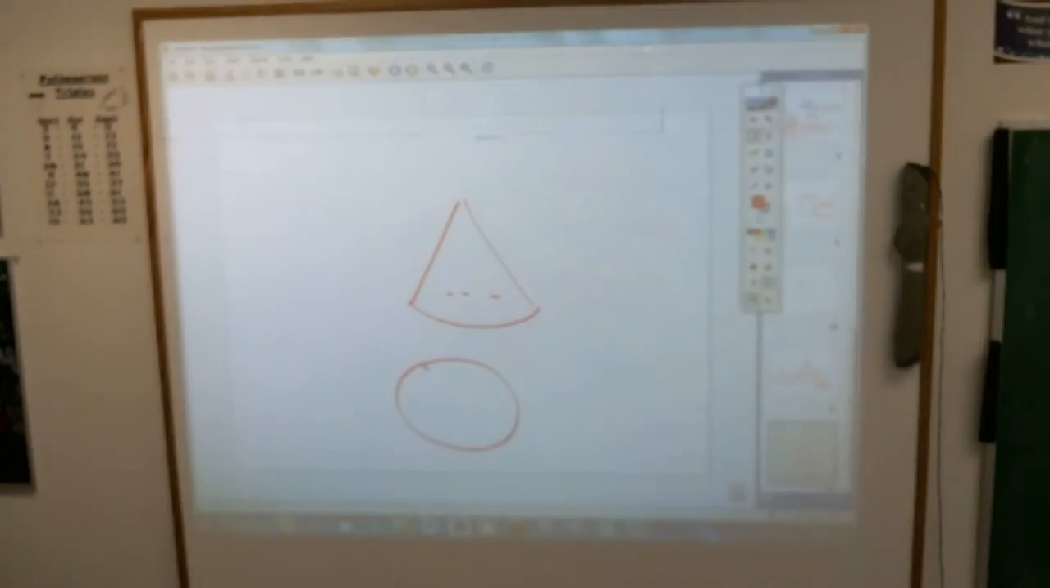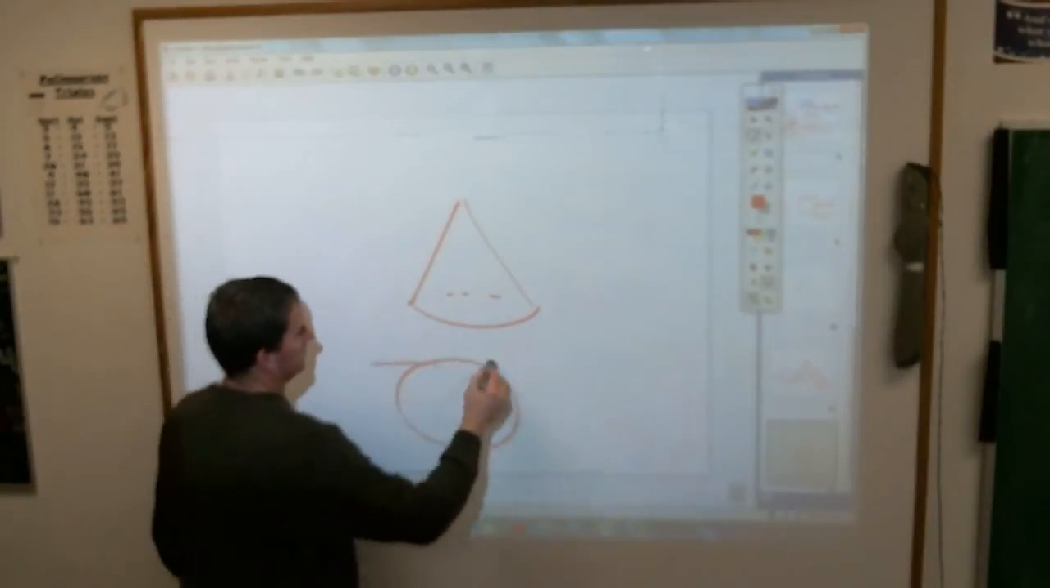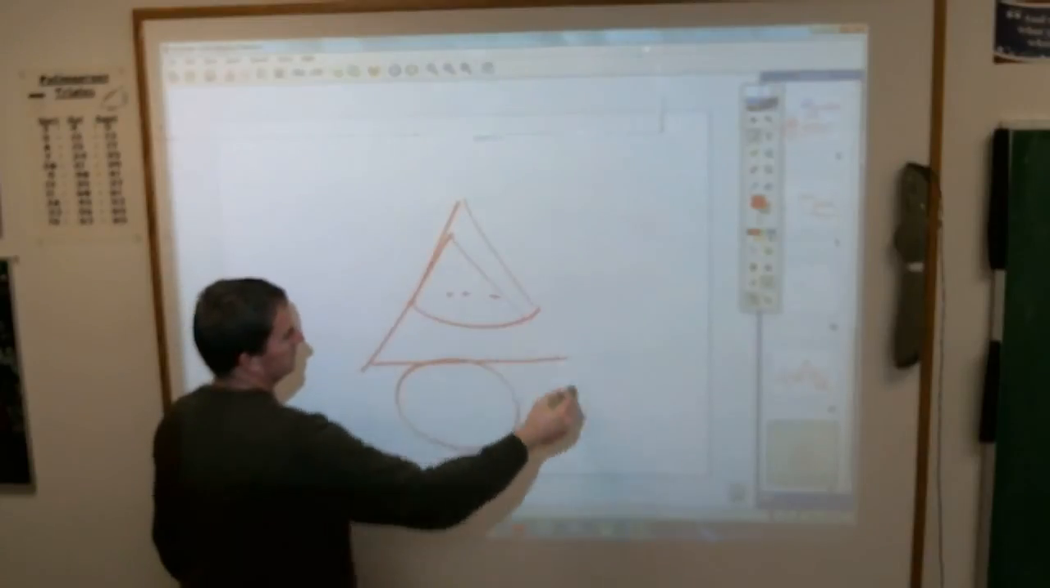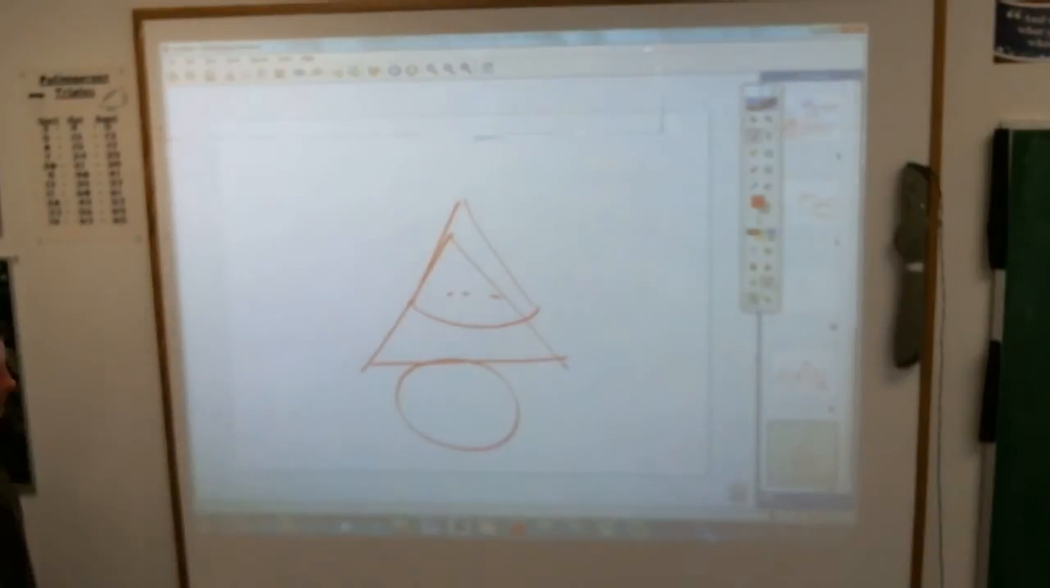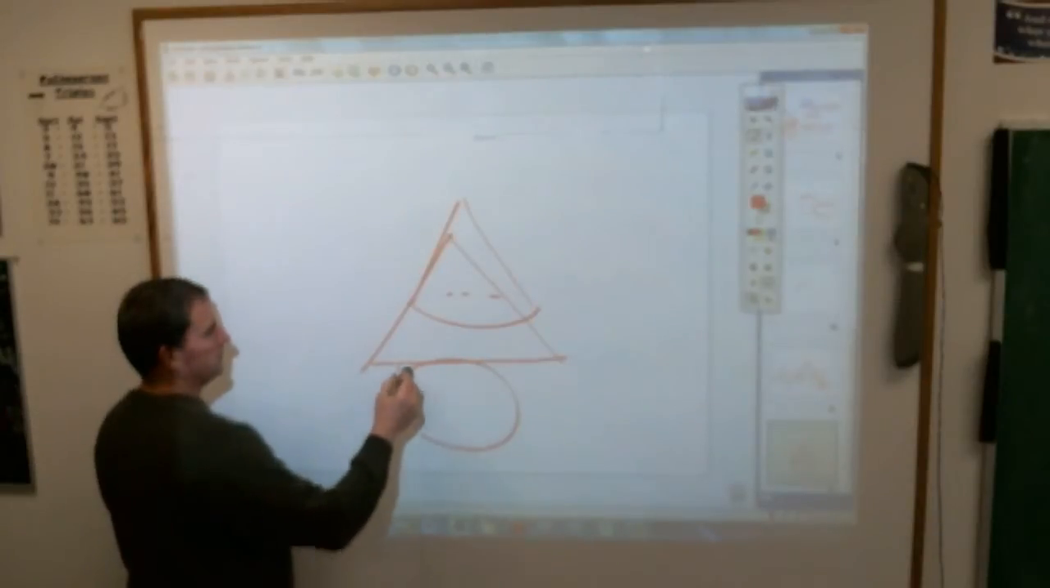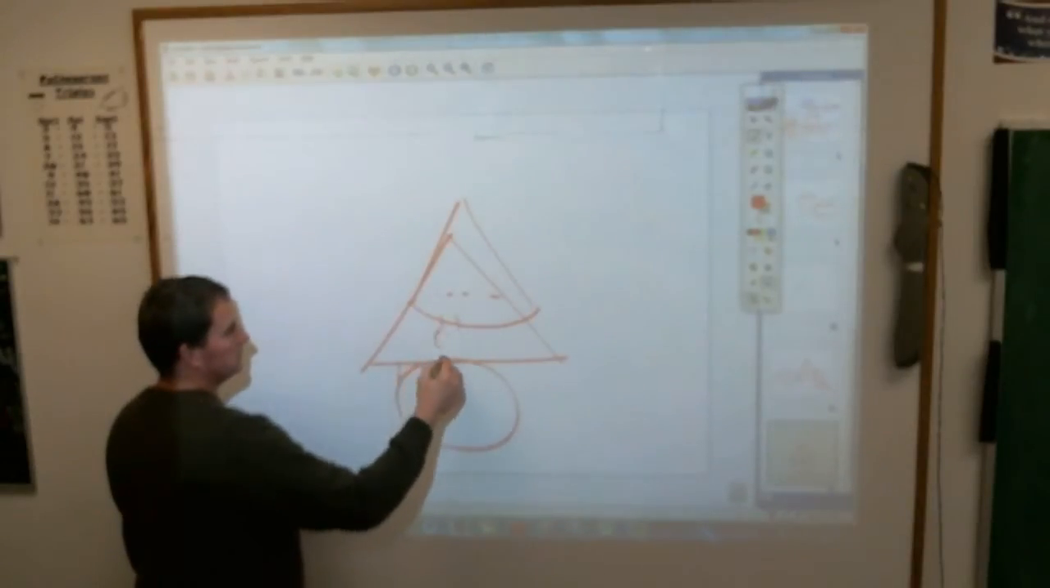What happens, ladies and gentlemen, if you take a cone and you slice it down the side so you can lay it flat? What shape do you get? Triangle. A triangular-like looking sort of shape. So you end up with something that looks like that, which looks like a lamp shade.